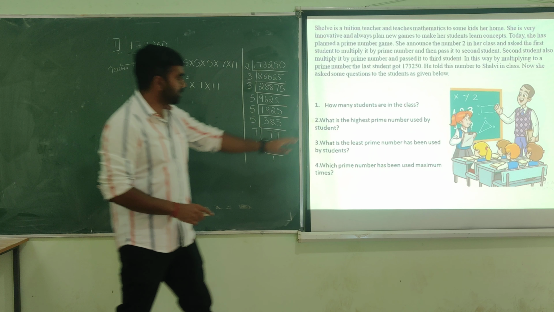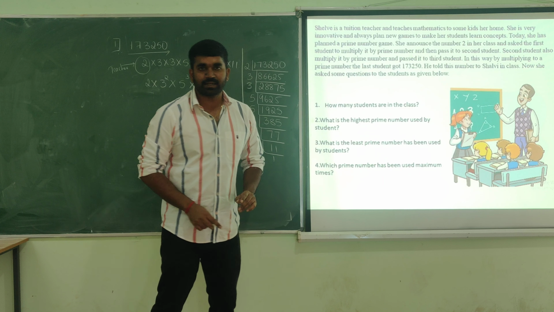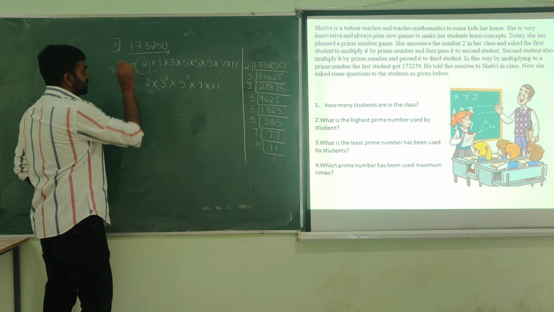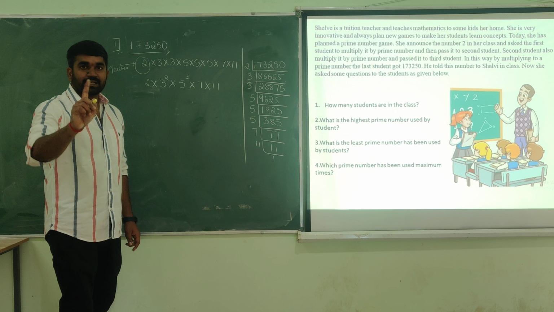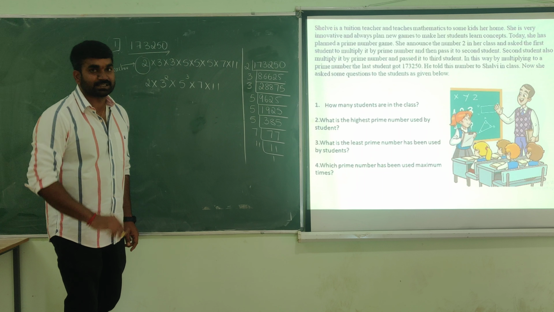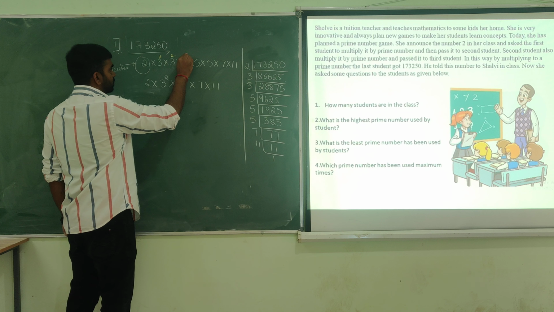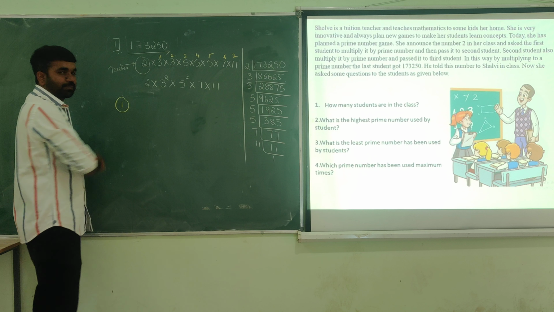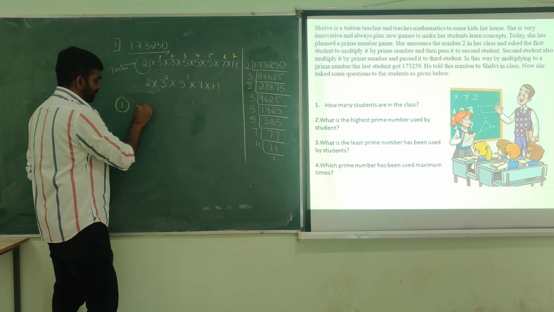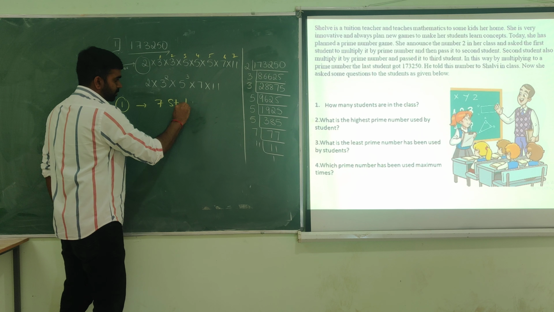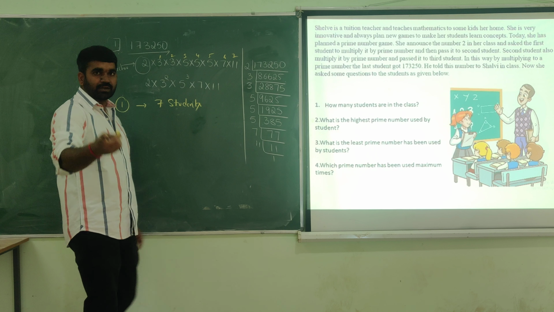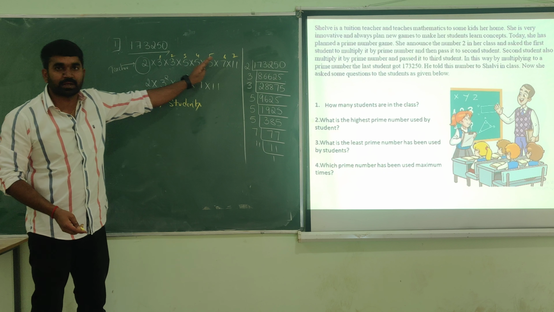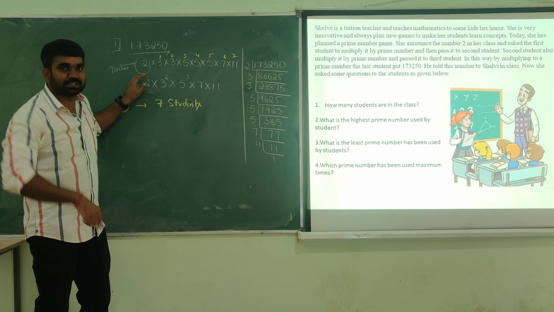So the first question, how many students are there in the class? As I told earlier, this is the number told by the teacher. It is not the number that the student has selected. 1, 2, 3, 4, 5, 6, 7. For the first sub question, the answer is 7. There are 7 students in the class. How did we get to know? Because there are 7 prime numbers, except this 2. We have not considered this 2.